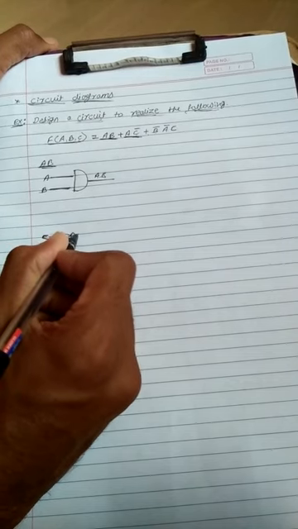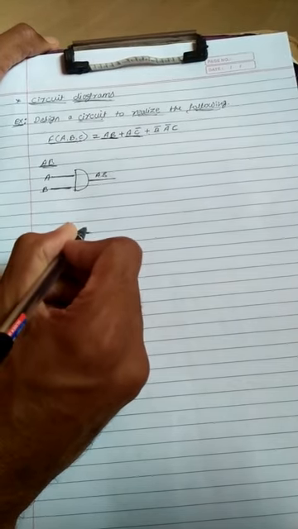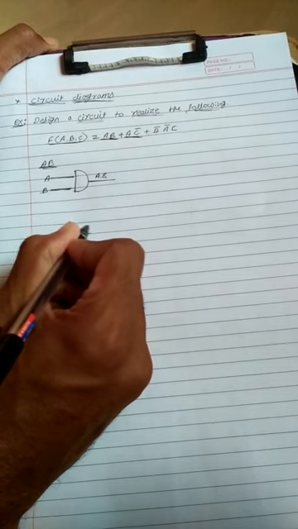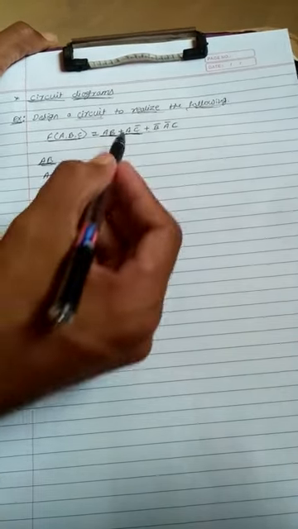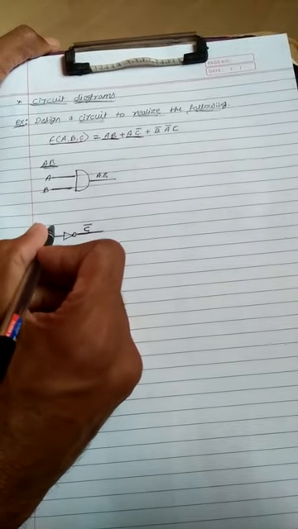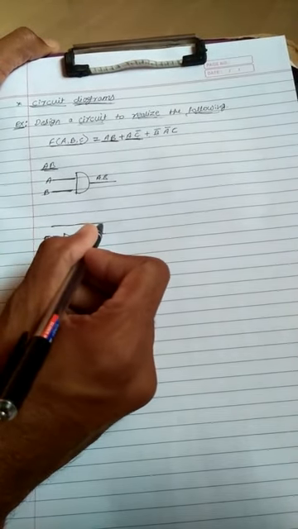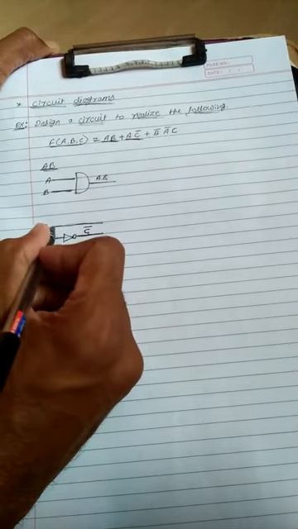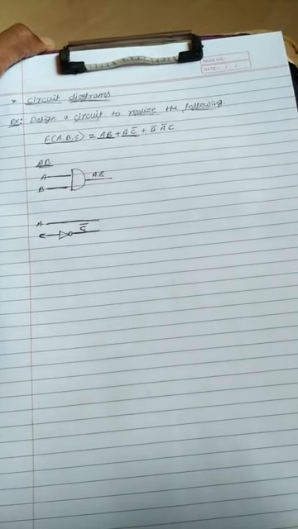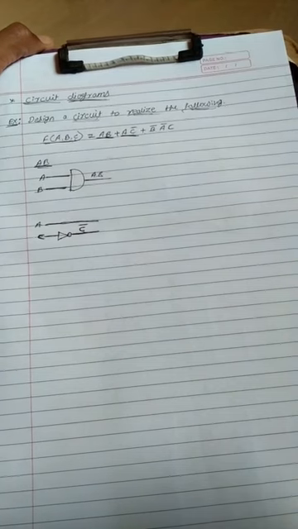This is a NOT gate. Here we will get the C bar. And one more input is there, A. I will take it as it is, A.